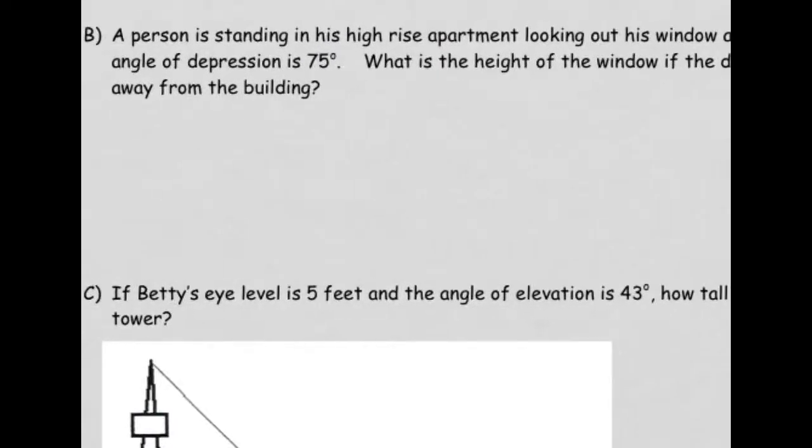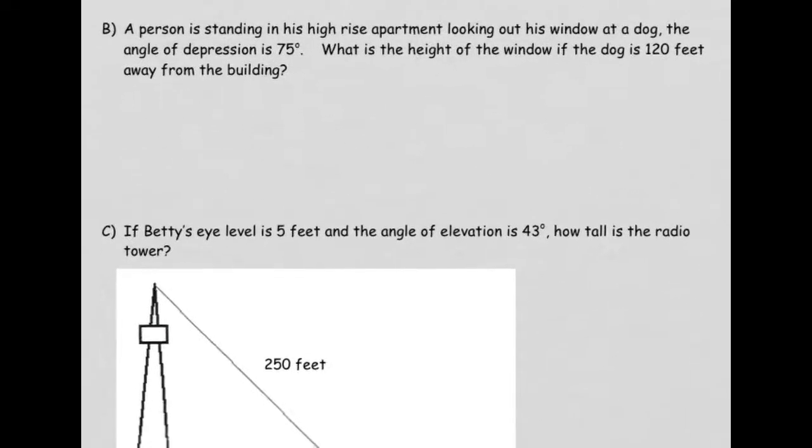B. A person is standing in his high-rise apartment looking out his window at a dog. The angle of depression is 75 degrees. What is the height of the window if the dog is 120 feet away from the building? Alright? The first thing I want you to do right now is just do the picture. Just draw it on your notes and don't solve it yet. So hit pause and try to do the picture.